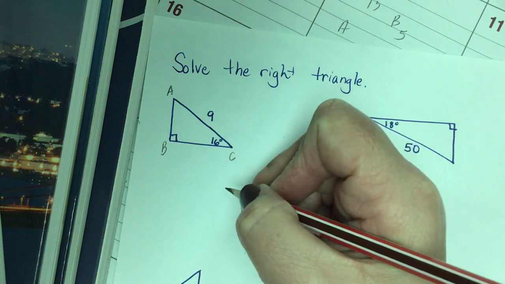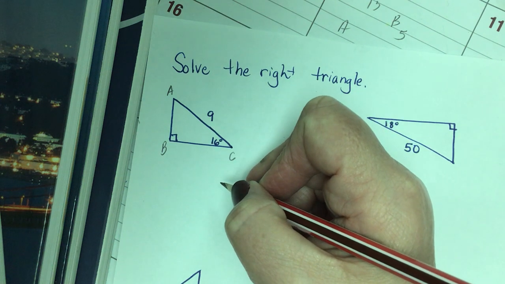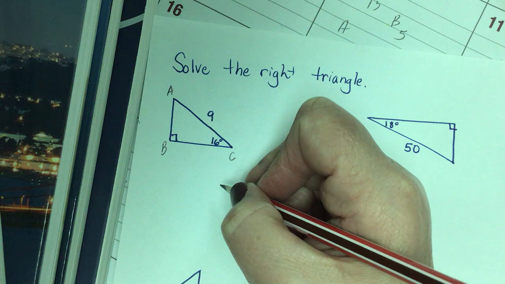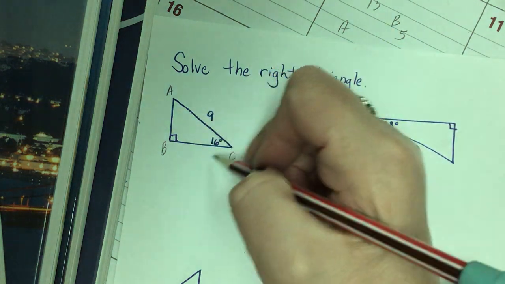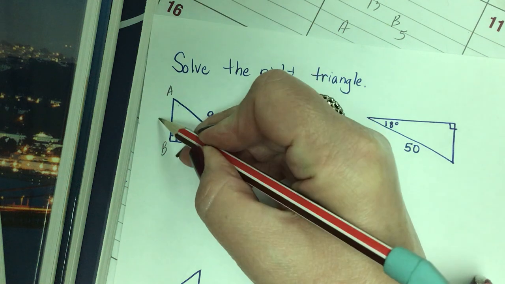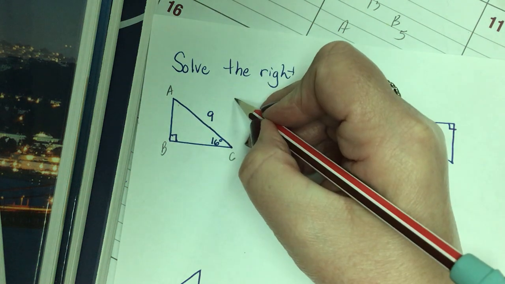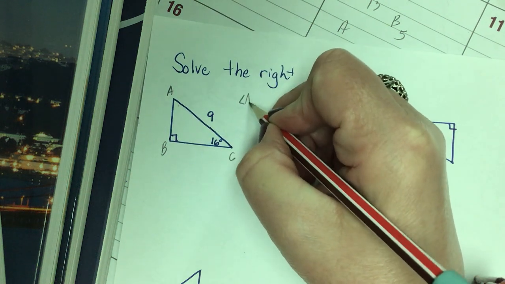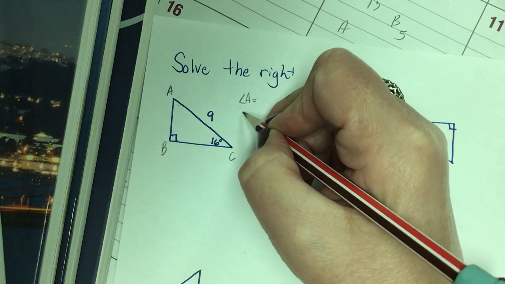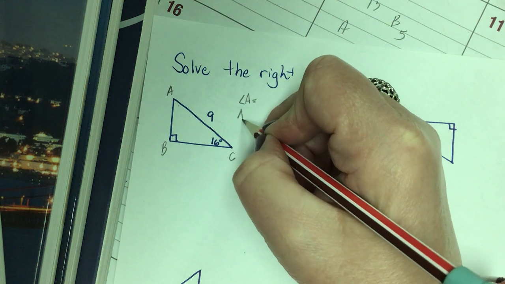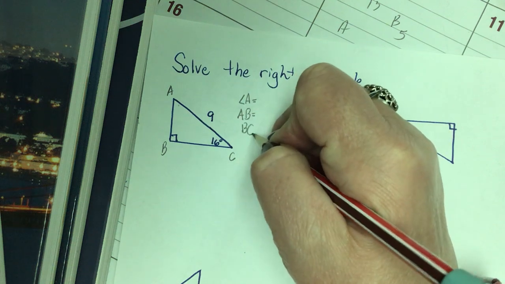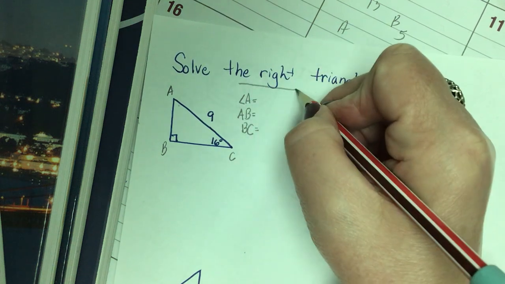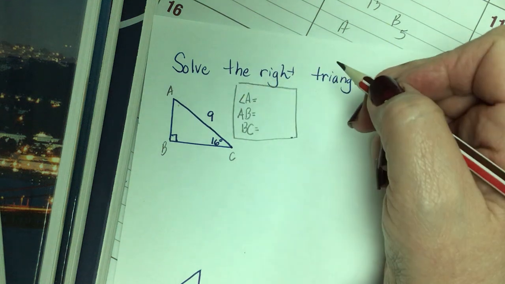What does it mean to solve a right triangle? It means find all the missing angles and all the missing sides. As I look at this, I'm missing one angle and two sides. So when I have found the measure of angle A, the measure of side AB, and the measure of side BC, then I have solved this right triangle.